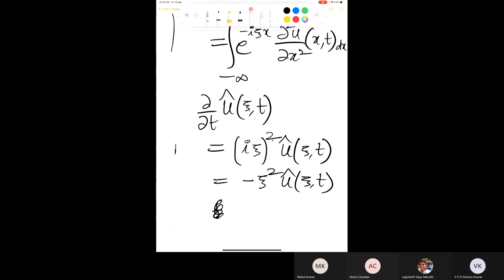p prime is equal to minus xi square p. Okay, what is the solution of this? This is multiplied by an exponential. So we have v of xi equal to exponential of minus xi square t, with a constant.